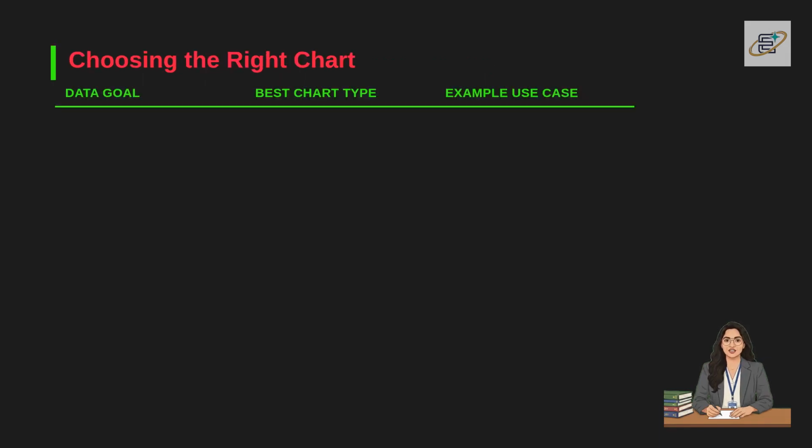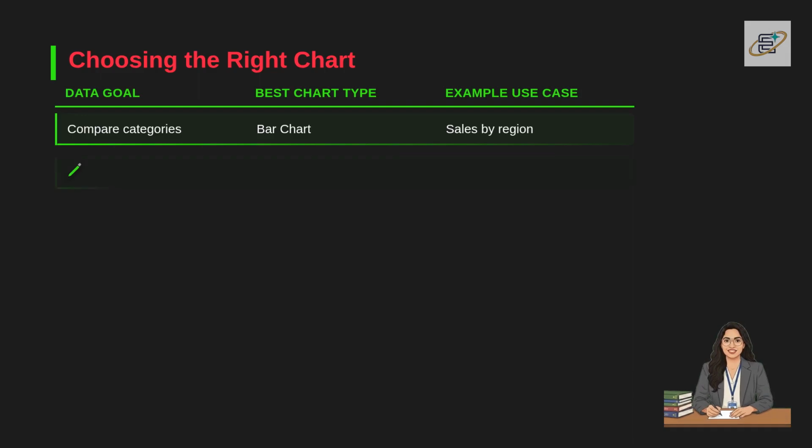How do you actually choose the right chart for your data? It all depends on your underlying goal. Let's break this down into a simple framework. If your goal is to compare different categories, the best choice is almost always a standard bar chart. For example, if you want to compare total sales across different geographic regions, a bar chart makes those differences instantly visible.